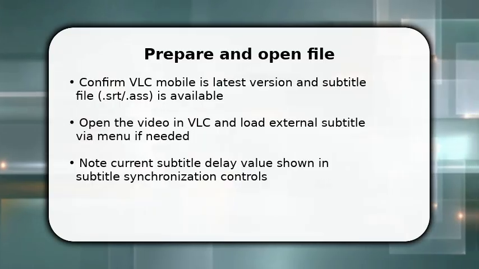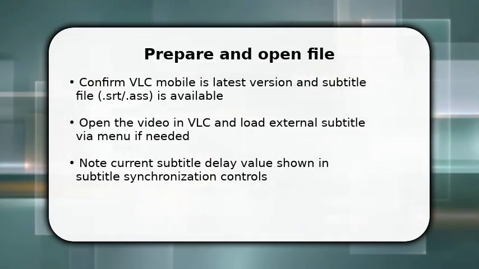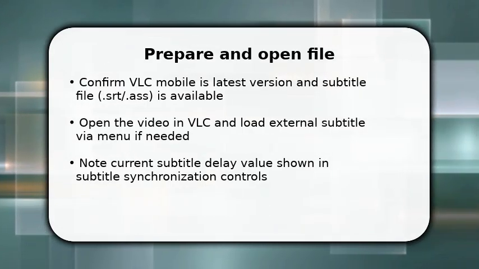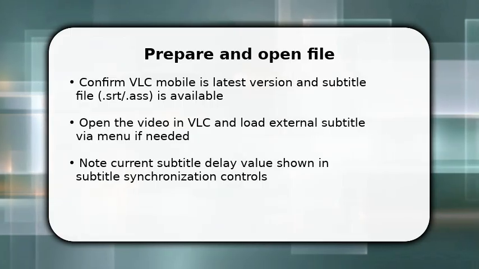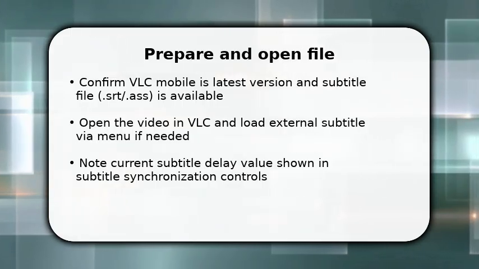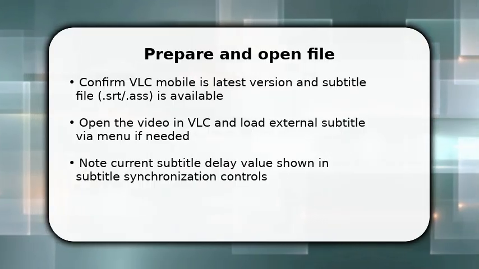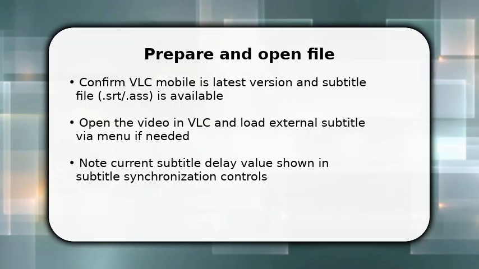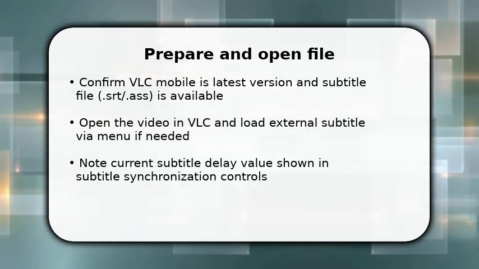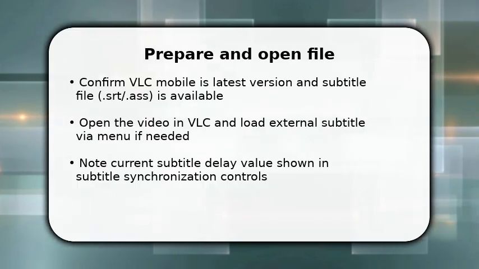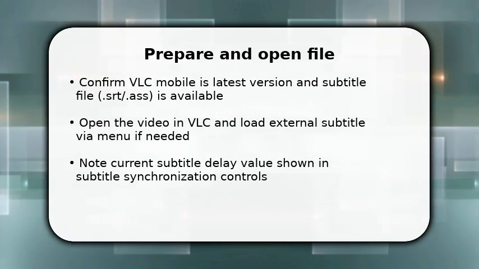You start by ensuring the video and subtitle file are both loaded in VLC Mobile. You want the exact timing reference before changing anything. Once the file is playing, open the subtitle menu and confirm the subtitle track or external SRT is selected. Make sure you can access subtitle synchronization controls. This gives you the delay indicator and step buttons. You need that visible so you can observe changes. From here, you're ready to apply precise adjustments rather than guessing.